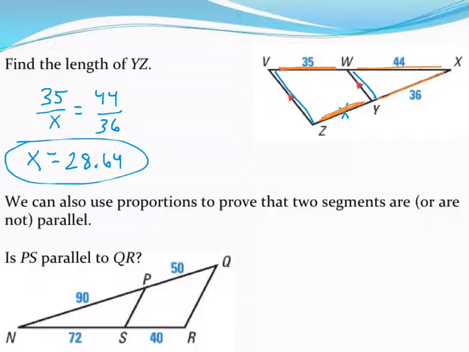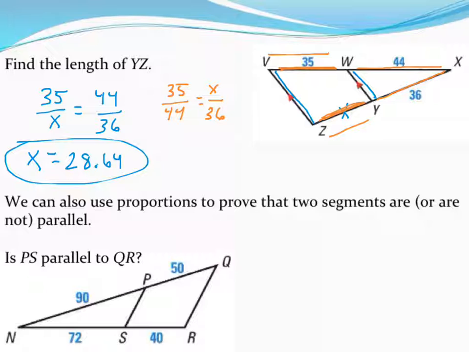Now, like I said, there's other proportions that could work as well. For example, if I tried to do 35, which is a partial side, over 44, which is a full side, I just have to make sure the other side matches up. So 35 was a partial side, that matches up to X on the other side, and then over 36. So a completely different proportion, but one that would also get you the same exact answer.